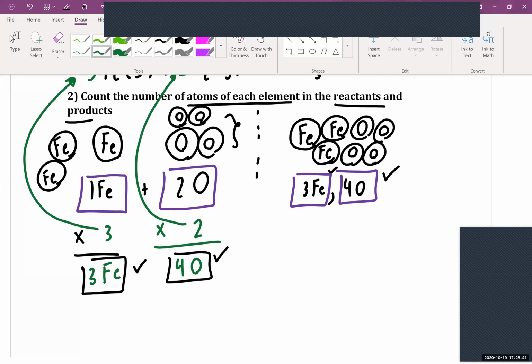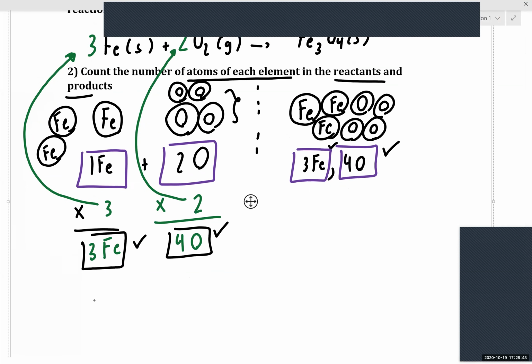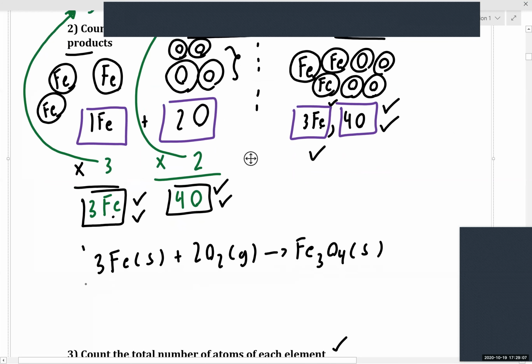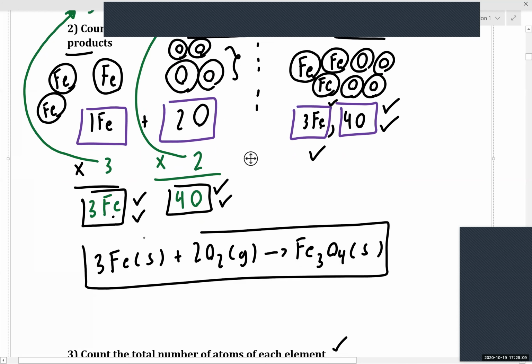We're then going to rewrite our chemical equation as our final form of this equation. And we're just going to do a last minute check to make sure that we have the same number of atoms of each element on each side. So I have 3 irons on each side, so I'm going to put a check. I have 4 oxygens on each side, so I'm going to put a check. So this would be our final balanced chemical equation.